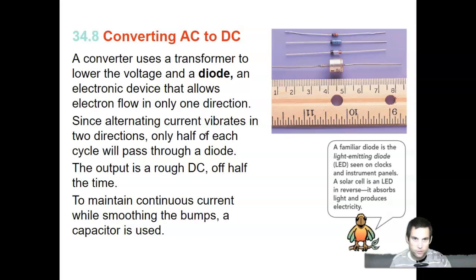Right? Because if you have one charge going like this, normally you would have another going like this and moving along, but if it's supposed to go backwards and another one's taking its place and it's not going backwards, then you have this small little gap there. To maintain continuous current while smoothing the bumps, a capacitor is used.